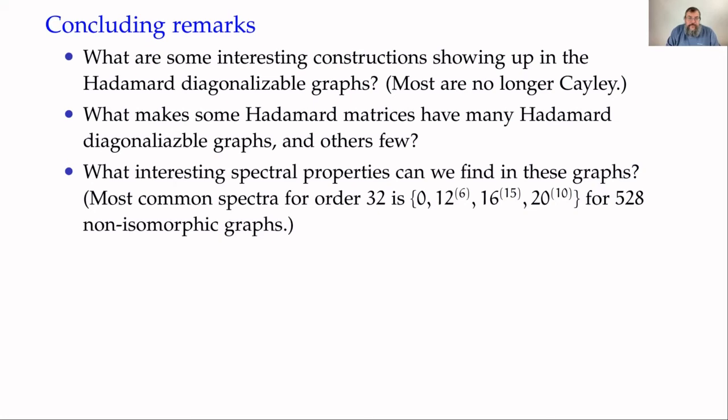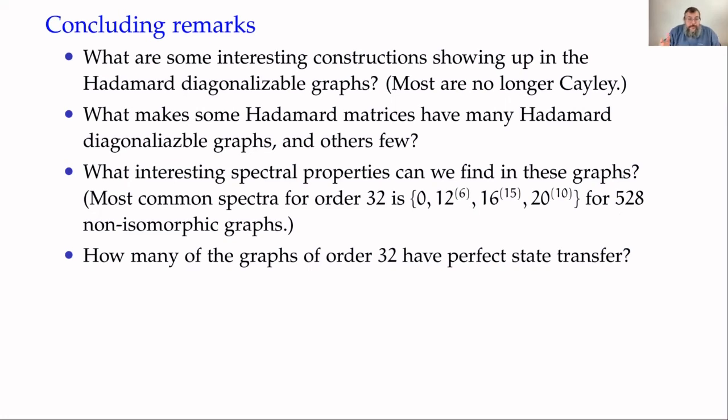All right, what about interesting spectral properties can we find? For order 32, the most common spectrum was the following, where you had 1 eigenvalue of 0, 6 eigenvalues of 12, 15 eigenvalues of 16, and 10 eigenvalues of 20. And that corresponded to 528 non-isomorphic Hadamard diagonalizable graphs with that spectrum. Of course, there are lots of different spectra. They're pretty clean. What are some things we can say about these?